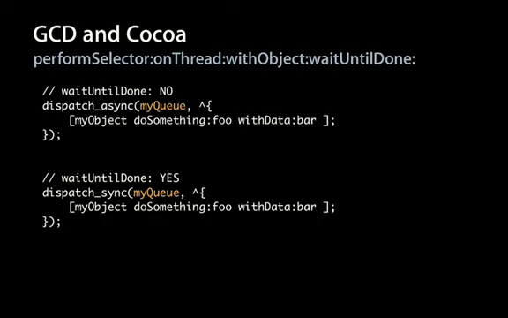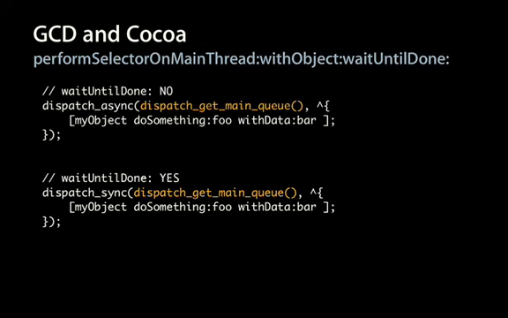And dispatch async means enqueue the block and continue moving, so that's the equivalent of wait until done with a no value. And we also provide an equivalent of wait until done with a yes value, and that is to call dispatch sync. Very similar API, just one letter different.